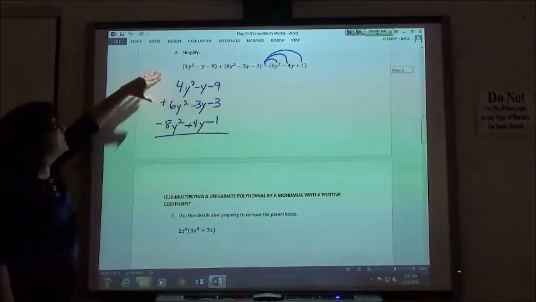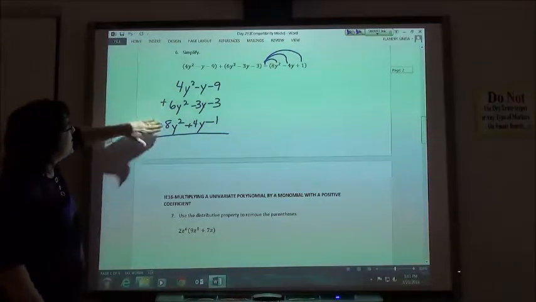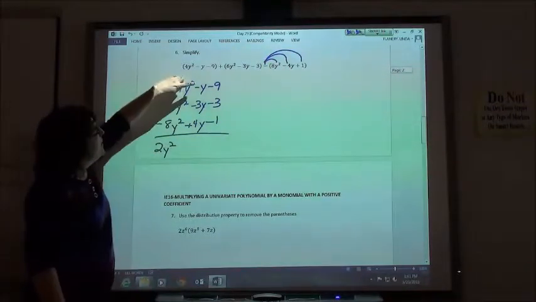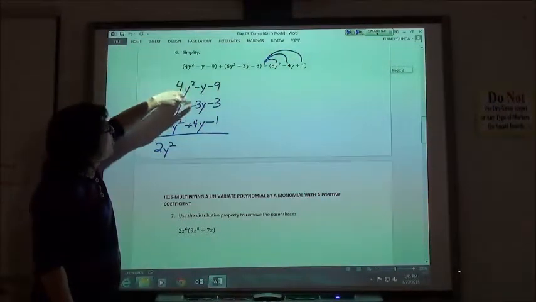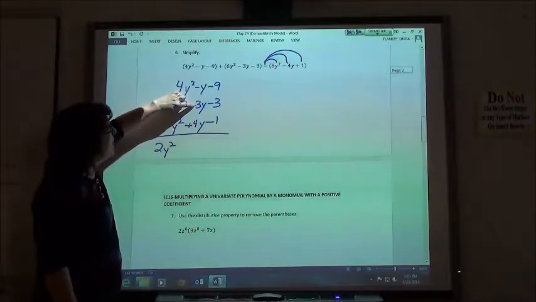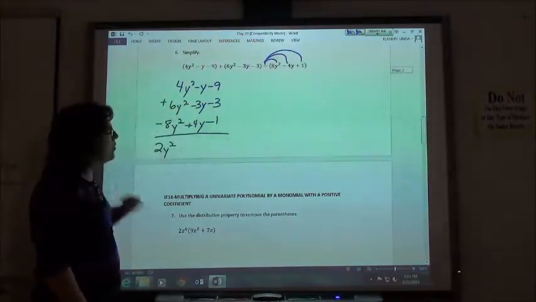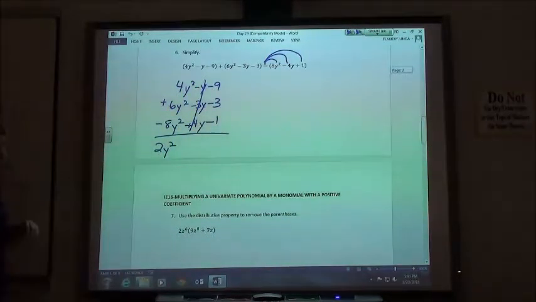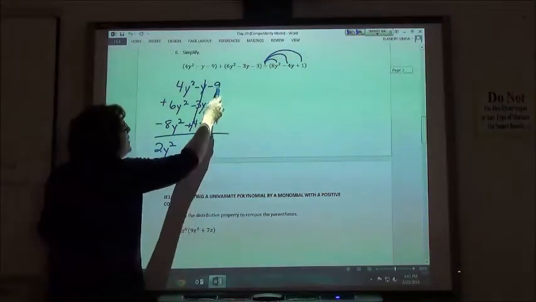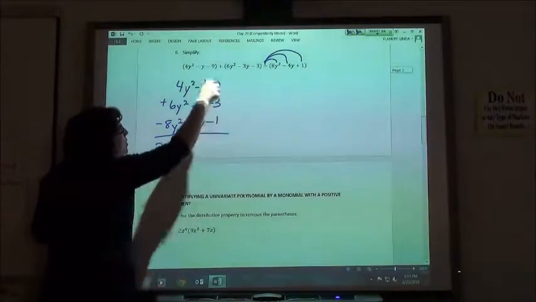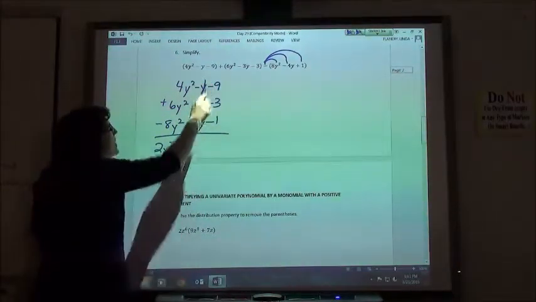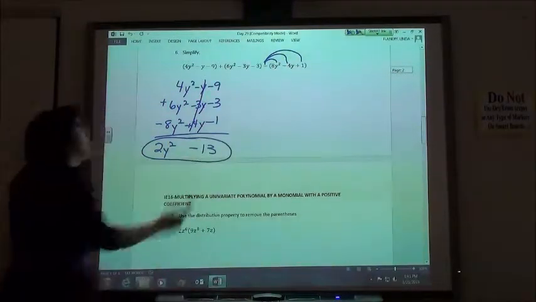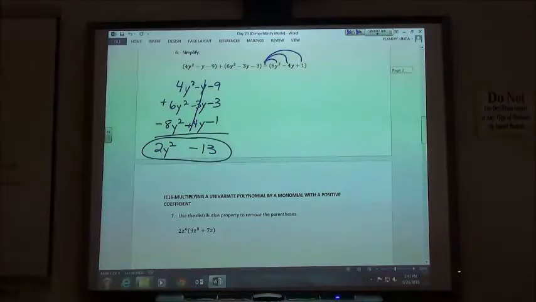Combining my like terms. 4 plus 6 is 10, 10 minus 8 is 2y squared. Negative 1y minus 3y. Negative 1 minus 3 would be negative 4. A negative 4 plus 4 is a 0y. So those all just cancel each other out. We're not going to put anything in between. And then here, negative 9 minus 3 minus 1, all of those are negative. I add and keep the sign, so minus 13. So 2y squared minus 13 would be my answer.